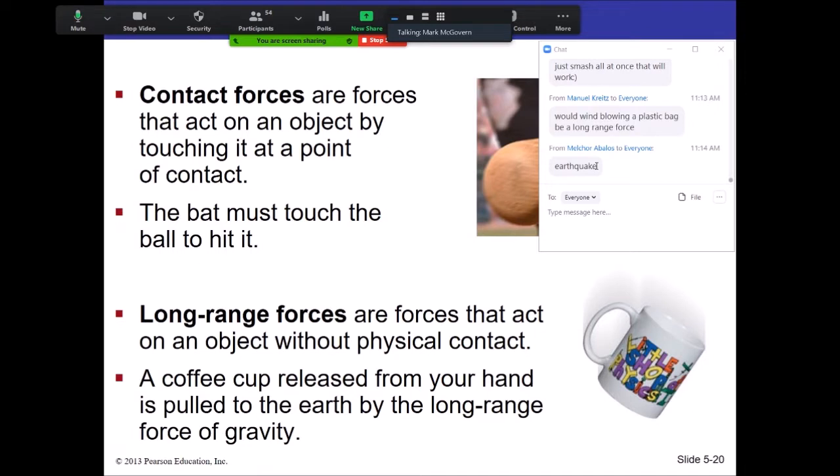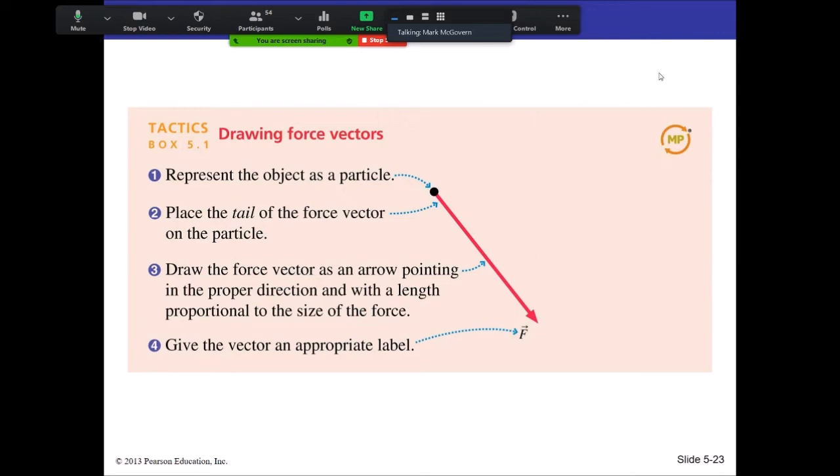Now, you mentioned here earthquake. The earthquake is a difficult thing to talk about here because we are still working on particle model. So when you talk about an earthquake, it's difficult to pinpoint what the object is. So I would say that for something like an earthquake, that's a more complicated problem that we are not going to deal with, at least initially. Everything right now is particle model still, where I have to draw a lot of pictures of things here.